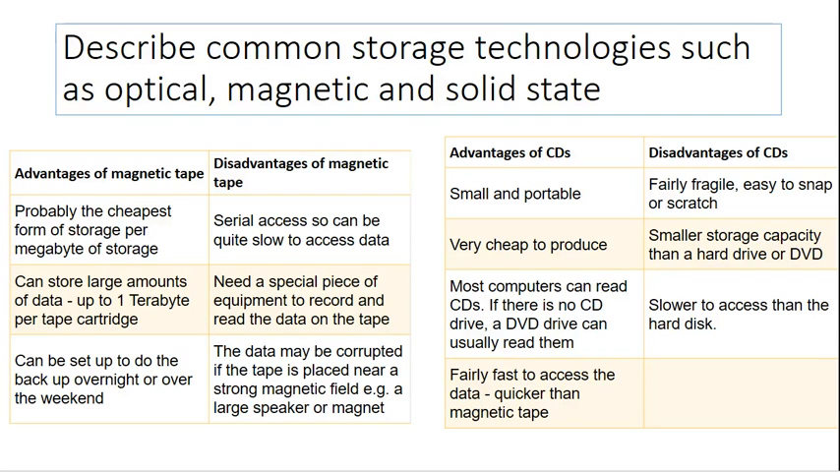Solid state is the most expensive, and at the moment the size of drives coming out is nowhere near one terabyte. That's a bit of a disadvantage, but it is ridiculously fast to load up data because everything is stored on circuits. Data is very hard to corrupt on a solid state disk.